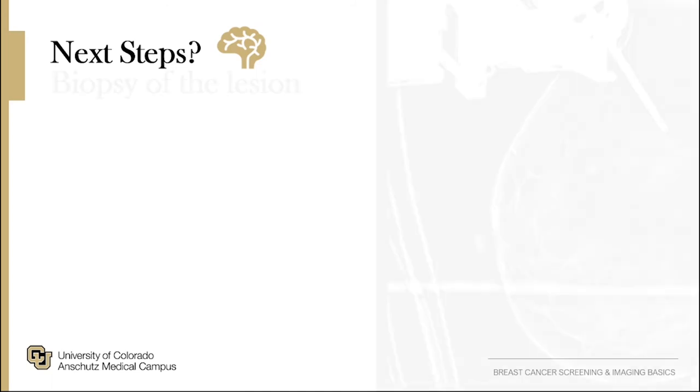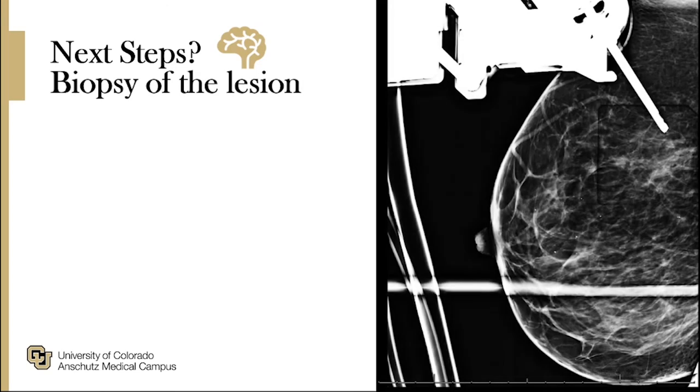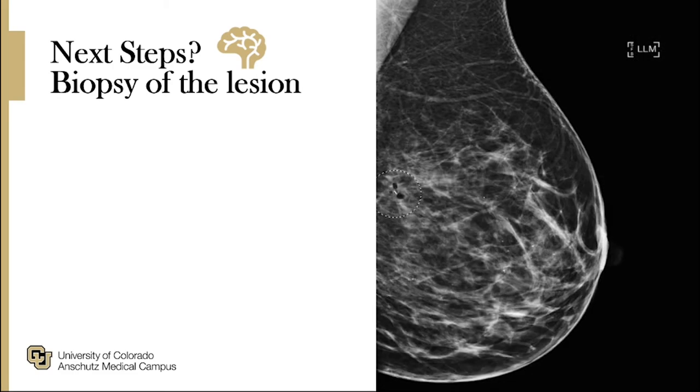Let's go back to our case. What's next? Recall that our patient's lesion was given a BI-RADS 4 category, which means it is suspicious for malignancy and therefore a tissue diagnosis is recommended. Core needle biopsy is the preferred initial biopsy procedure as it is minimally invasive and still likely to acquire sufficient tissue to adequately sample the intended target.